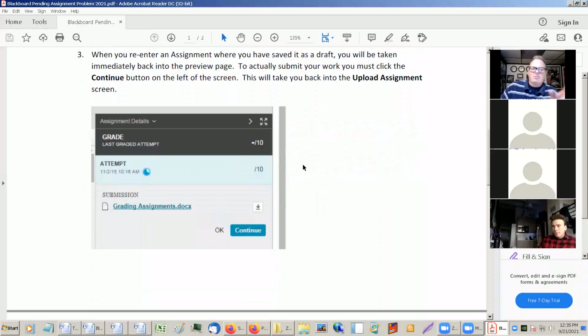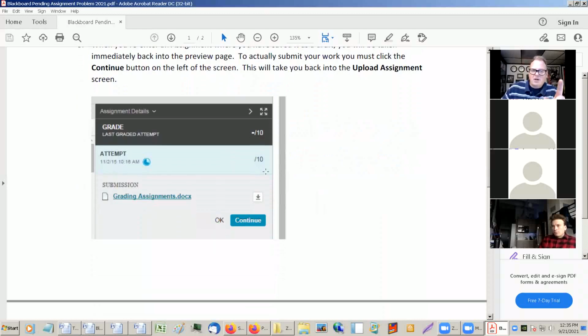Blackboard pending assignment problem, and this is for if you submit it as a draft. And here is the part that's a little bit confusing. When you save it as a draft and click to see what the status is on it, you'll get something that looks like this. You have to hit continue for it to get to submitting it.